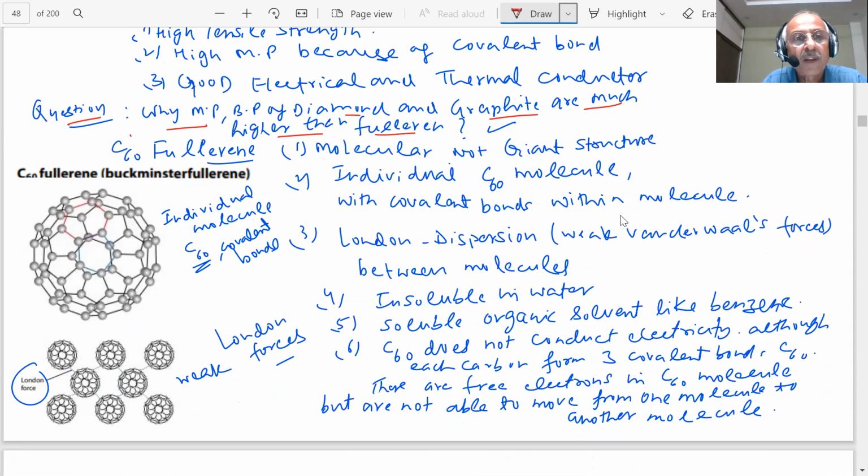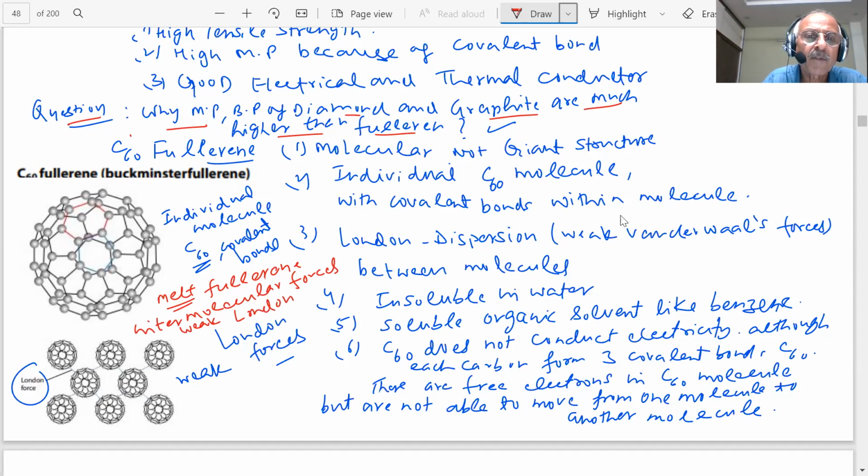Look, if you want to melt fluorine, what is important? The intermolecular forces are weak London forces. As these are molecules, the forces between them are weak London forces.